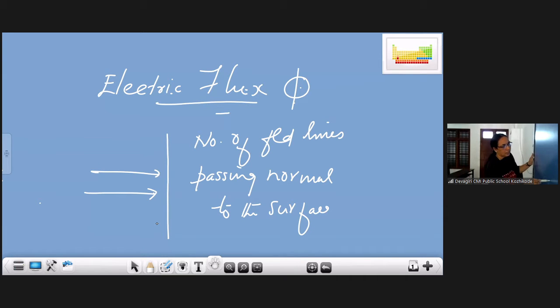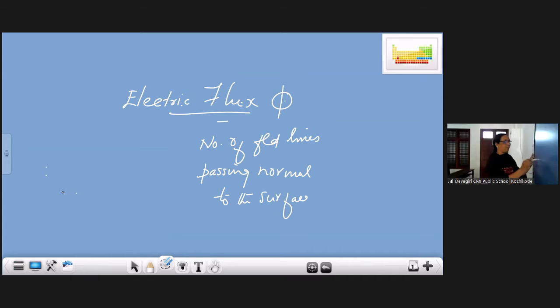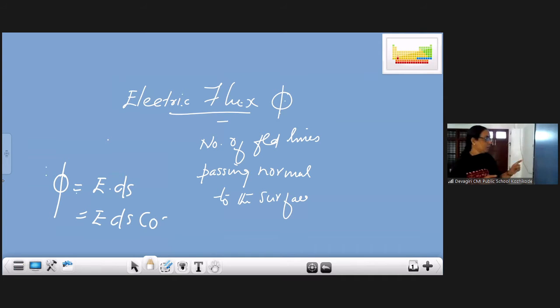So if I want to get a large electric flux, that is, a large number of field lines passing through the surface, what are the different methods to increase the number of field lines passing normal to the surface? How can I increase the value of phi? I can increase the value of phi by increasing the electric field intensity.